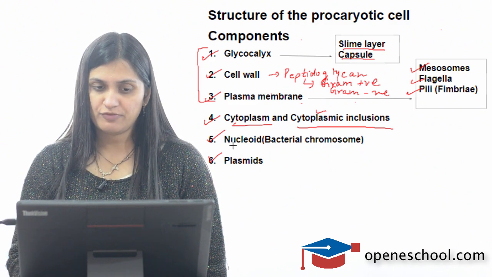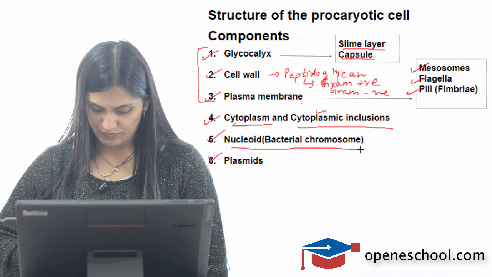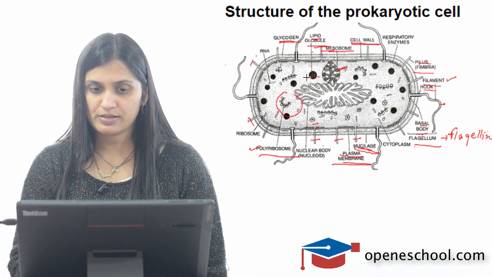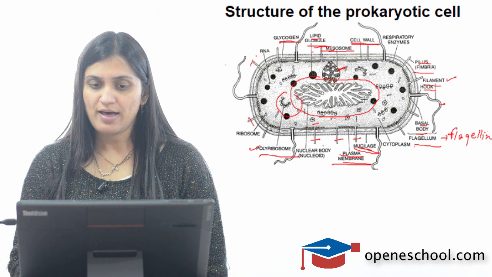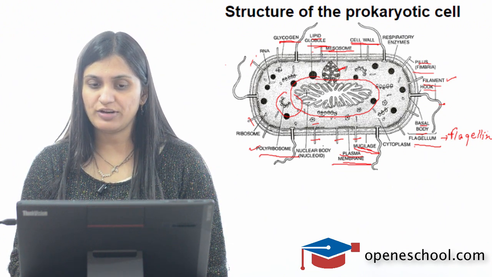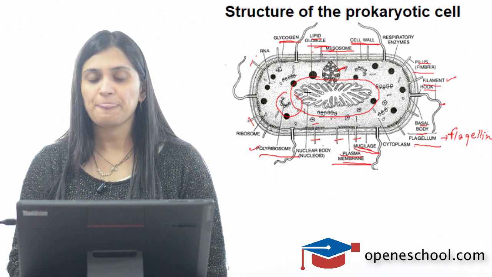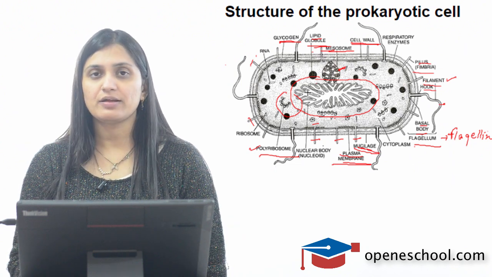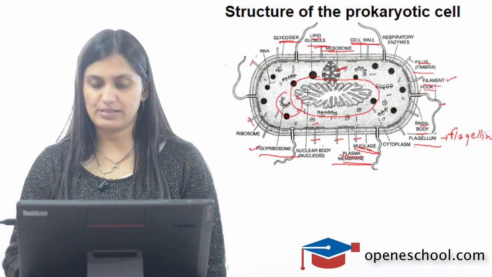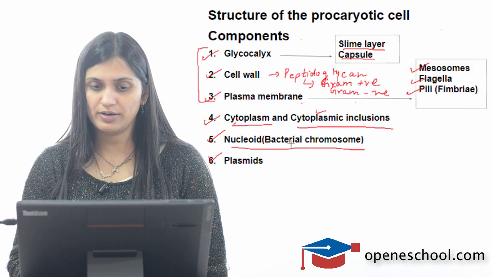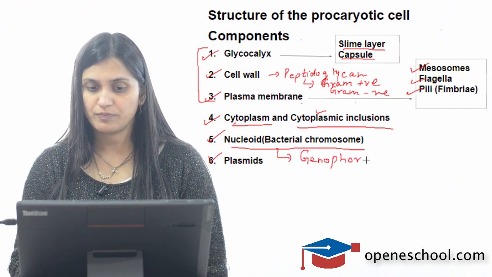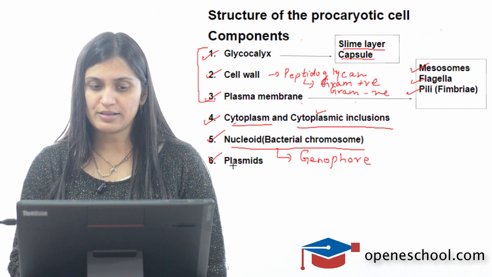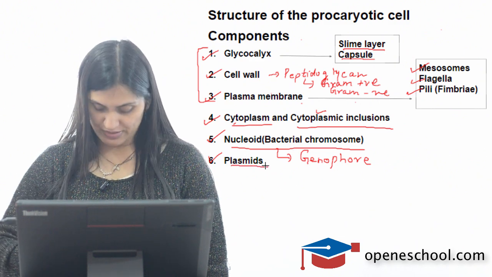Now the other one, if you see, is the nucleoid or the bacterial chromosome. If you see in the diagram, this is the bacterial chromosome. This bacterial chromosome is a circular double-stranded DNA molecule. If you see here, it has no free ends; the two ends are covalently attached. It lies naked in the cytoplasm of the bacterial cell. The nucleoid is also called genophore.